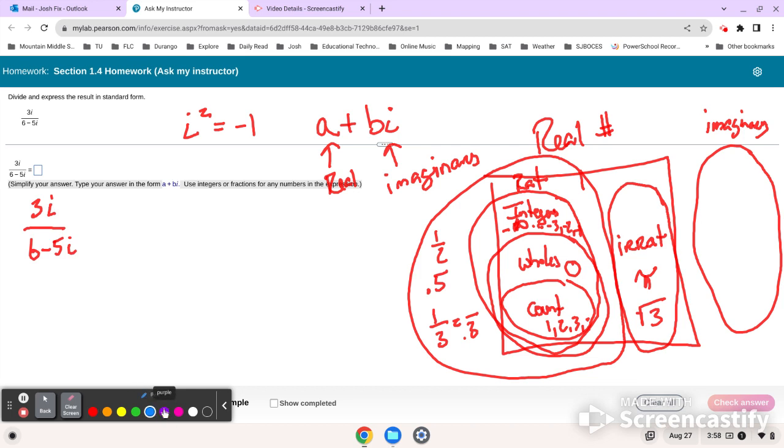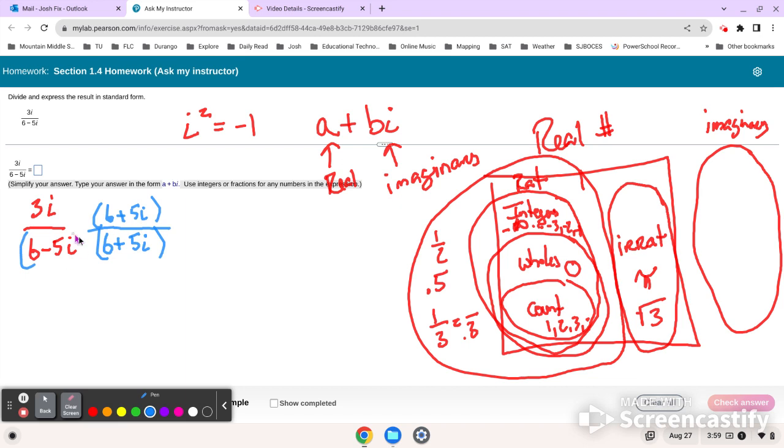One way we do this is to rationalize the denominator. We try to get rid of the imaginary numbers in the denominator. One way of doing this is to multiply by, and my brain is not remembering what this is called right now, so we're just going to go with it. We multiply by the opposite of the 6 minus 5i, so the 6 plus 5i. And when we do that, what happens when we FOIL these two together?